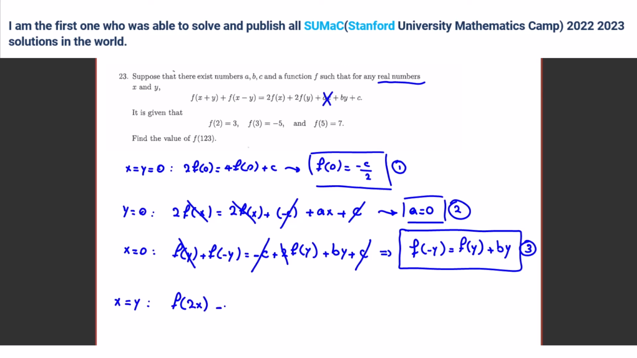f of 0 was what? Negative c over 2, right? The right hand side is what? 4 f of x, right? Plus bx plus c, right? Yeah. So we found f of 2x is 4 f of x plus bx plus what? Plus 3c over 2. Exactly, plus 3c over 2.